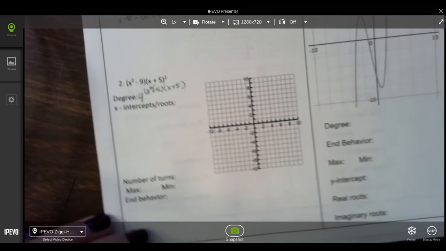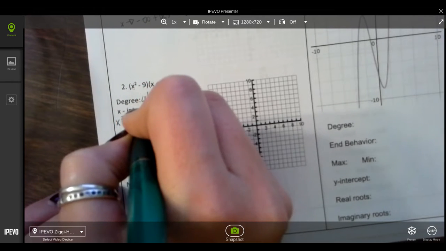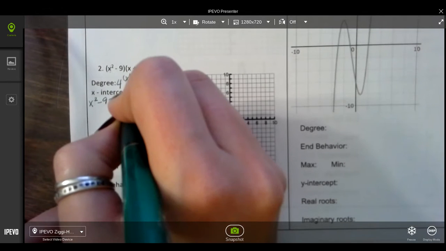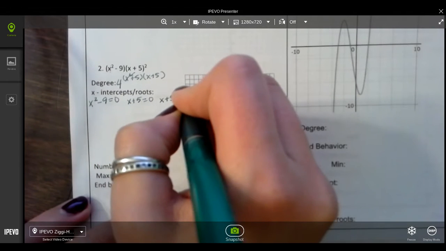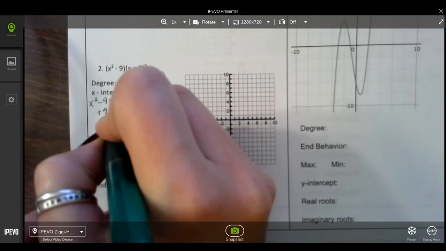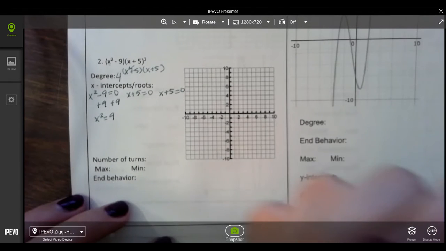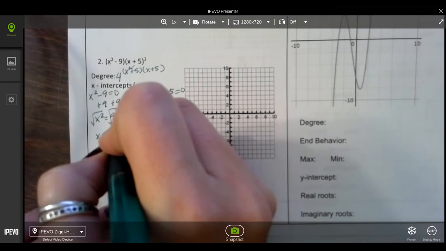And let's find those x-intercepts or roots. So I have x squared minus 9 equals 0. I have x plus 5 equals 0, and x plus 5 equals 0. And if I'm adding 9 to both sides, I get x squared equals 9. But we haven't solved for x yet. We have to square root both sides. So x equals plus or minus 3.